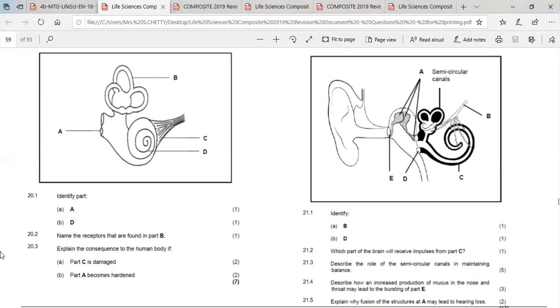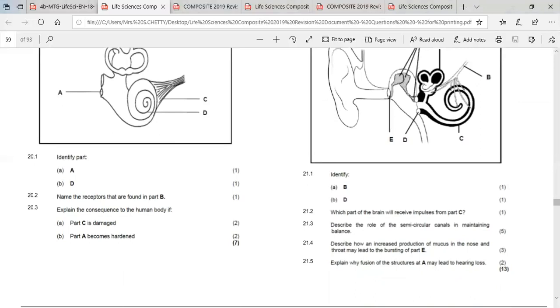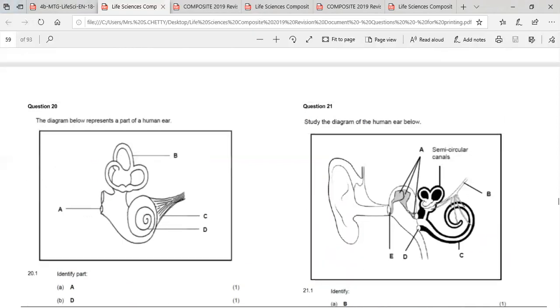The extra pressure waves in the inner ear will not be able to be absorbed, and hearing will be impaired. Use the word impaired. Don't say you will not hear. Hearing would be impaired. It means not deaf, but you will not hear properly. Is that okay, children? Now let's look at the next question.